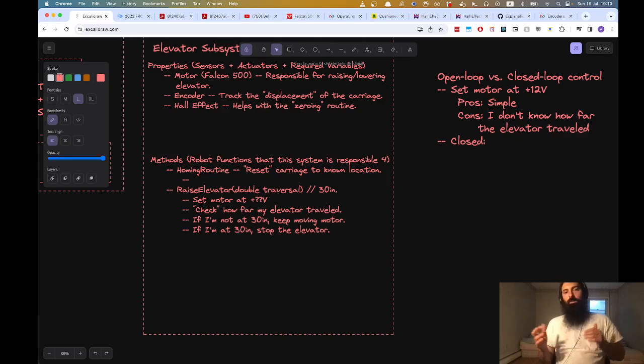And that's so that when we say 30 inches, it's 30 inches from the bottom. So we have not just displacement, but actual distance. So this is the homing routine.